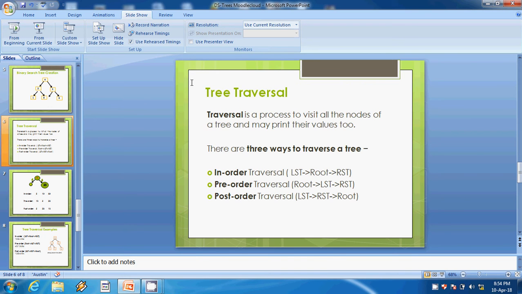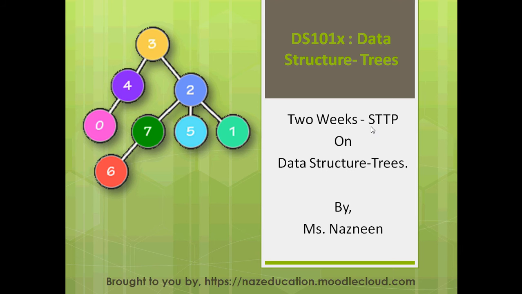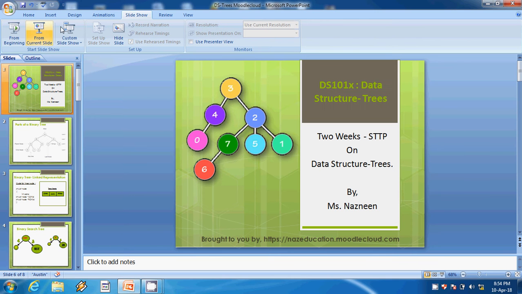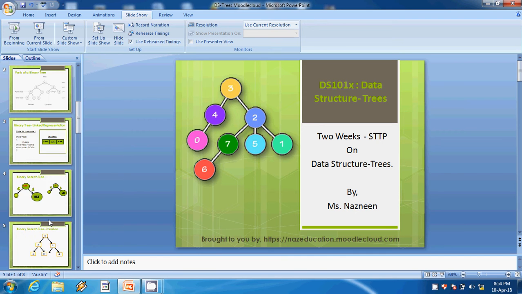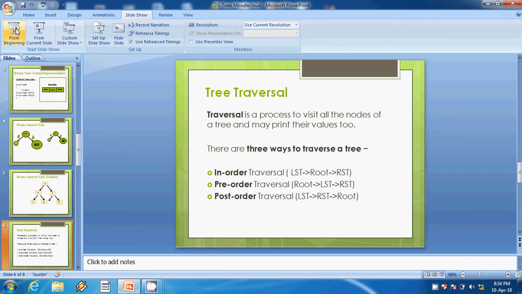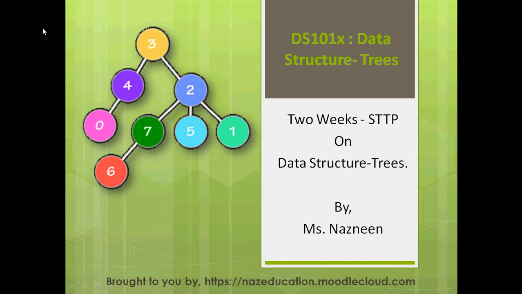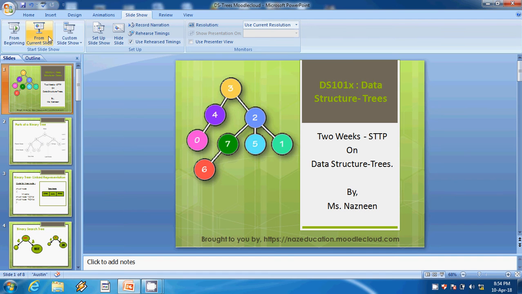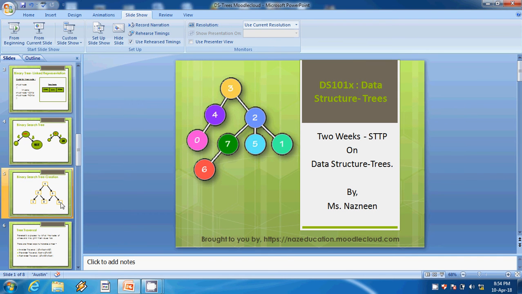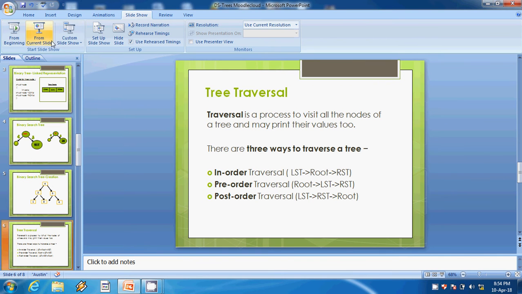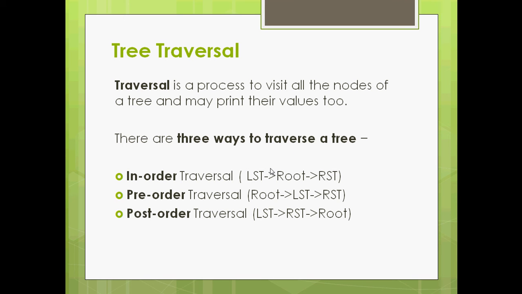So after you have constructed the tree, how can you visit the tree, reaching all of its nodes? How can a user view a tree on screen? That is what we need to understand. For that, there is the concept of traversal. Traversal is a process of visiting all the nodes in a tree, and also you may print those values without missing any nodes.